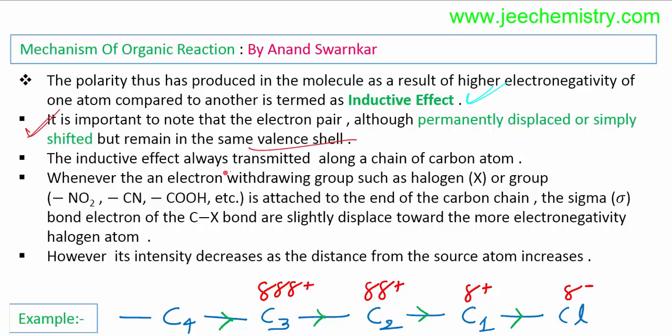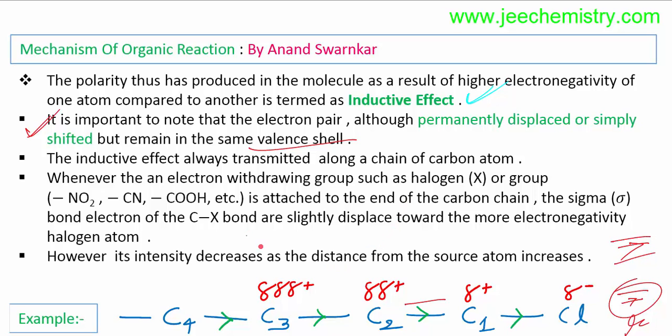The inductive effect is always transmitted along a chain of carbon atoms. This is a chain, and the inductive effect is transmitted along this chain. It means sigma bonds are involved in the transmission of inductive effects. Note the pi bonds: if there are pi bonds, only sigma bonds will participate in the transmission of the inductive effect.